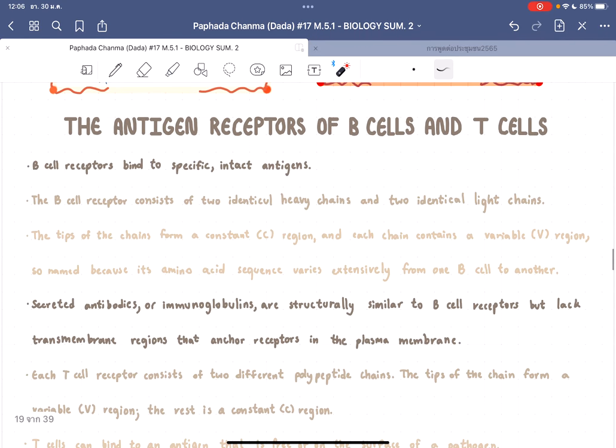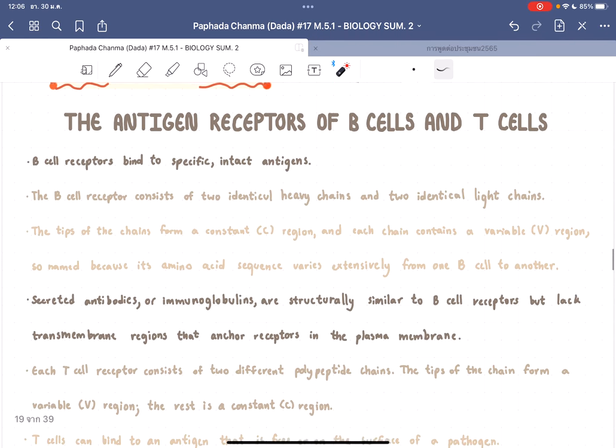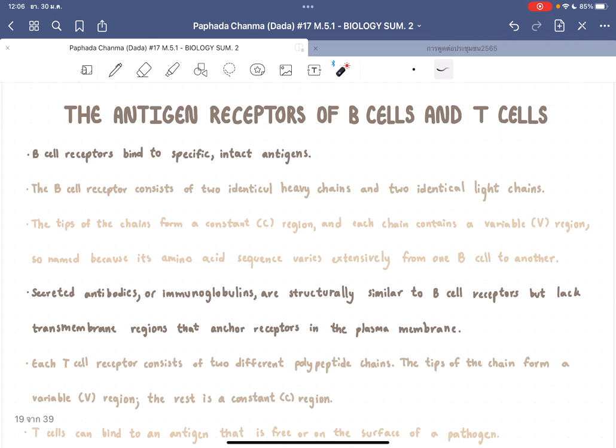The antigen receptors of B cells and T cells. B cell receptors bind to specific intact antigens. The B cell receptor consists of two identical heavy chains and two identical light chains. The tips of the chains form a constant C region, and each chain contains a variable V region, so named because its amino acid sequence varies extensively from one B cell to another.